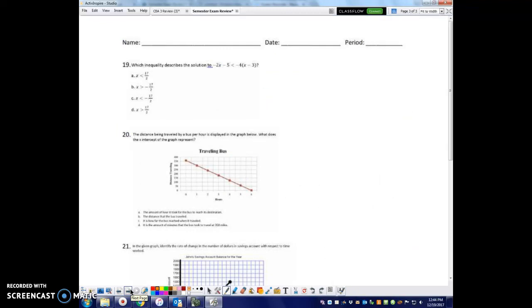Okay, so this first one, I'm going to come back to it in the part 3 video. For number 20, let's look at number 20. It says the distance being traveled by a bus per hour is displayed in the graph below. What does the x-intercept of the graph represent? So the x-intercept's right here. That is the amount of hours it took for the bus to reach its destination. So when it's already there, this is how many hours it took. So it's A.